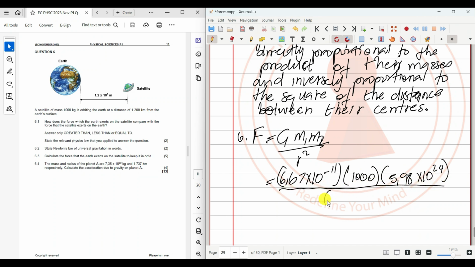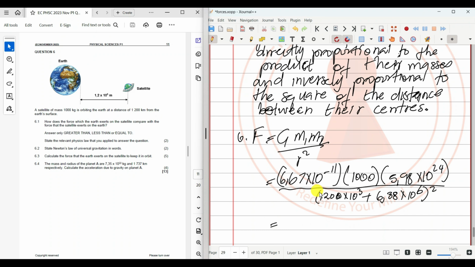And then now with the distance, remember they said it is 1200 kilometers from the Earth's surface. So I don't mind to write it like this. That kilometer will change it to 10 to the 3 plus the radius of Earth is 6.38 times 10 to the 6 all square. Okay, let's take our calculators.